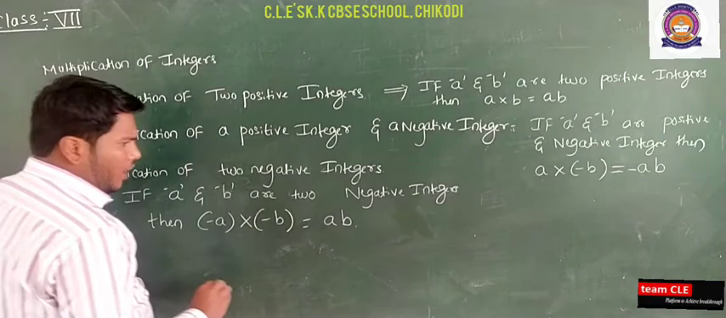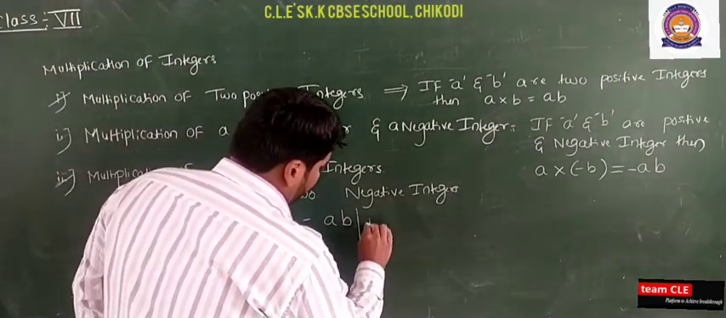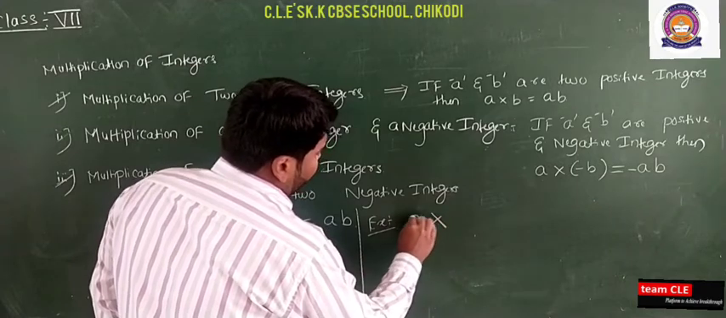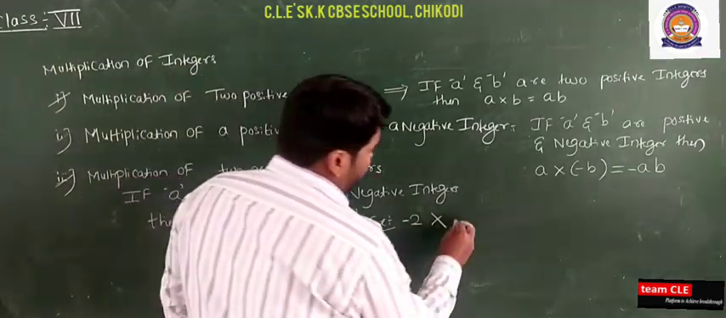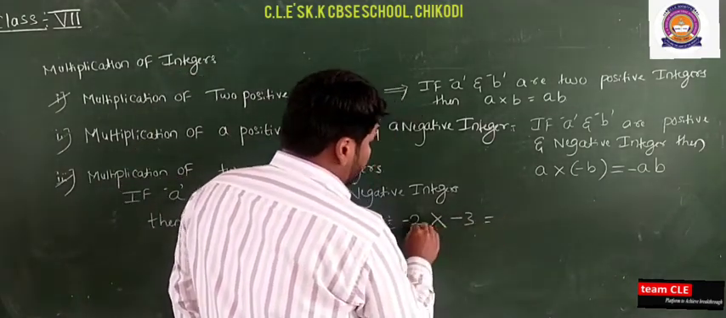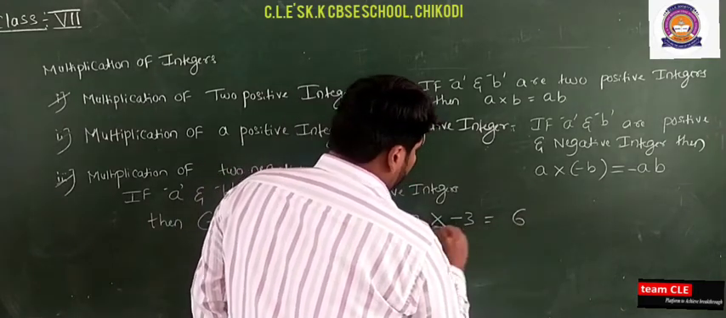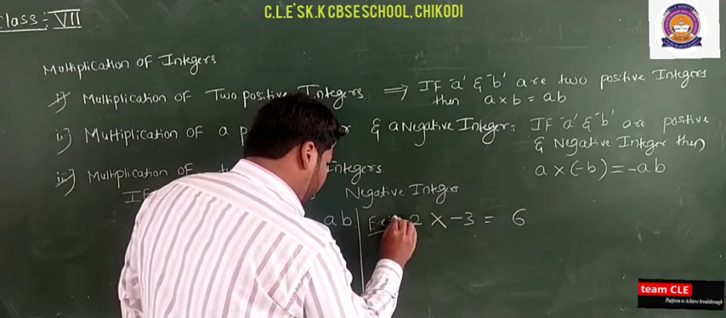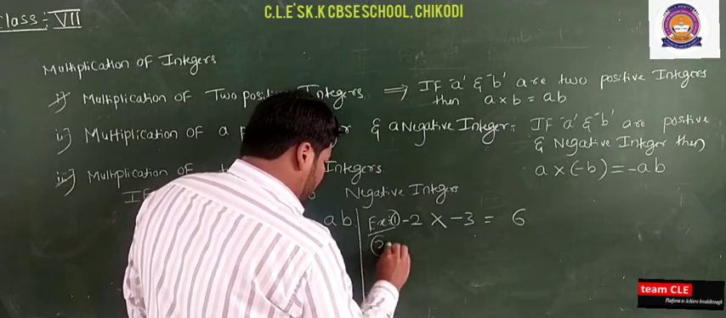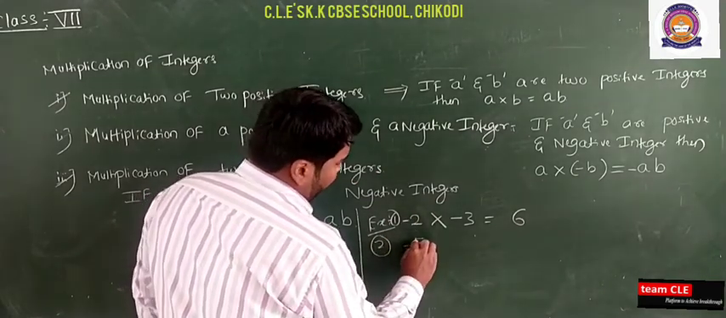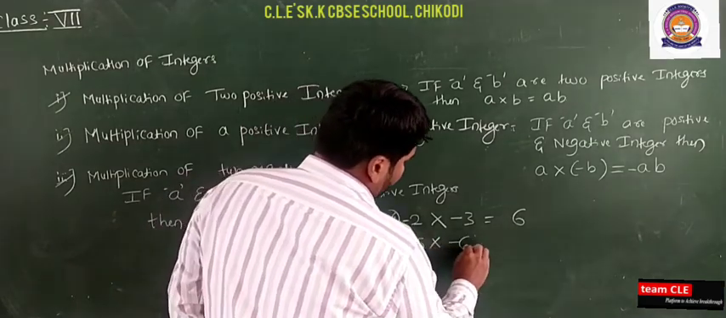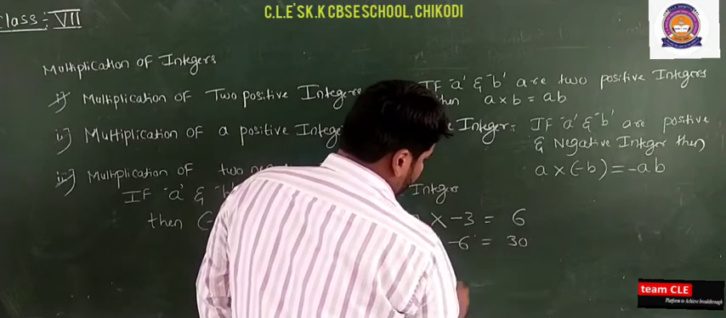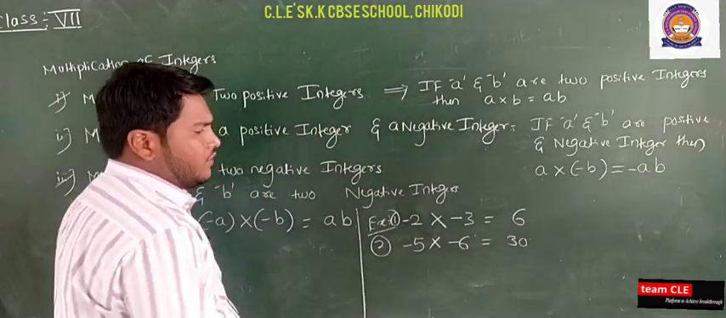I choose one example. By solving the example, you will come to know. I choose a is equal to minus 2 and b is equal to minus 3. Then 2 threes are 6, and minus into minus is plus. Similarly, example number 2: a is equal to minus 5 and b is equal to minus 6. 5 sixes are 30, and minus into minus is plus.